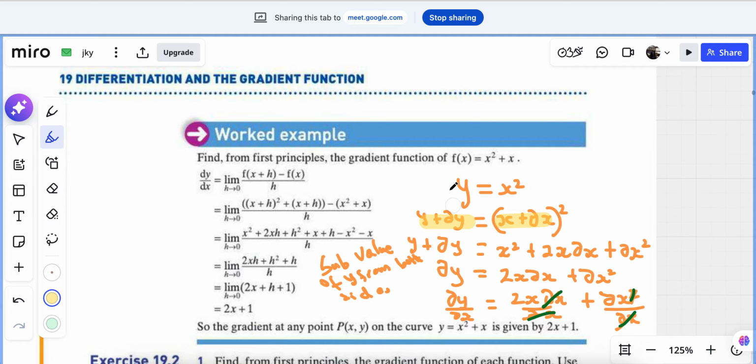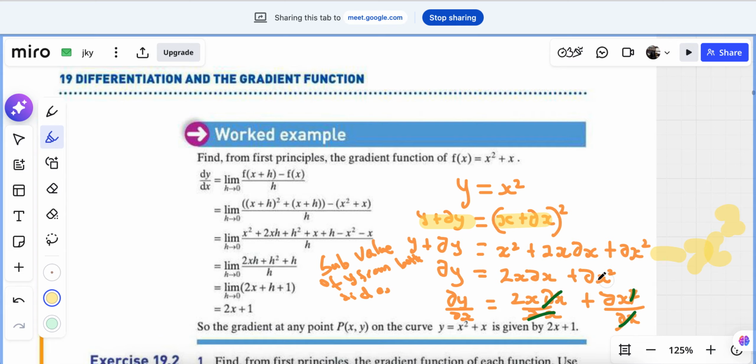The value of y on the left is y. The value of y on the right is x squared, because you say y equals x squared, right? On this side, instead of saying minus y, you say minus x squared, because that's the equivalent value of y on the right side. If I put minus x squared here, what it means is that this x squared and this x squared will cancel out. Plus x squared minus x squared, they will cancel out. So what remains is 2x dx plus dx squared.